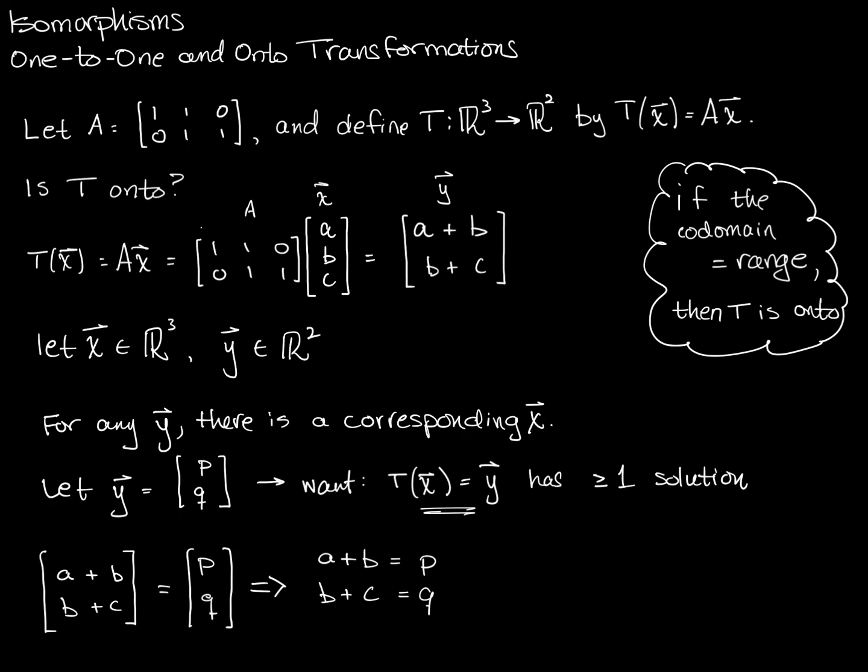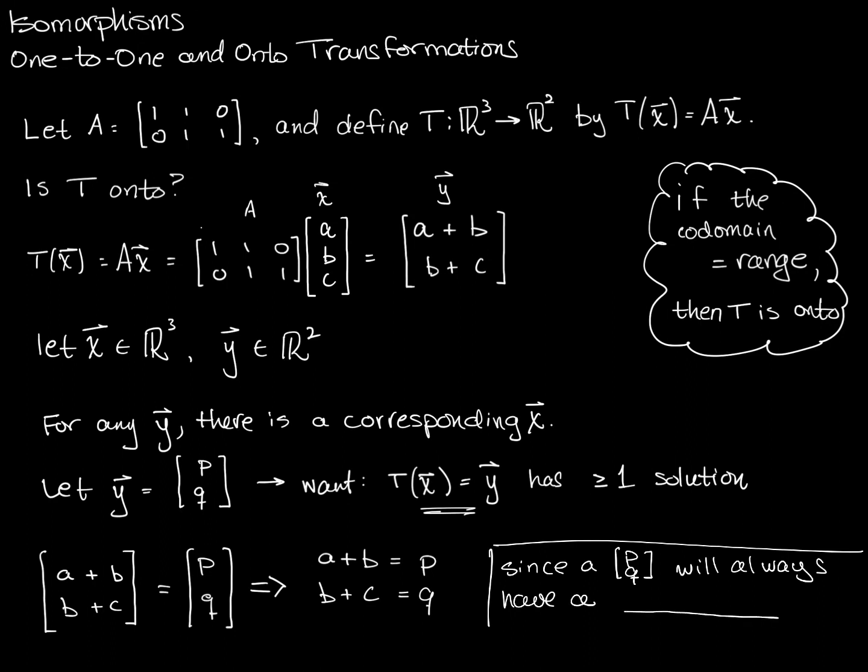So to finish out this argument, I'm using logic rather than mathematical symbolic notation. I'll just say down here in the corner, since a vector PQ in R2 will always have a solution X in R3, the transformation T is onto. Now I left this word out because I want to come back to it.